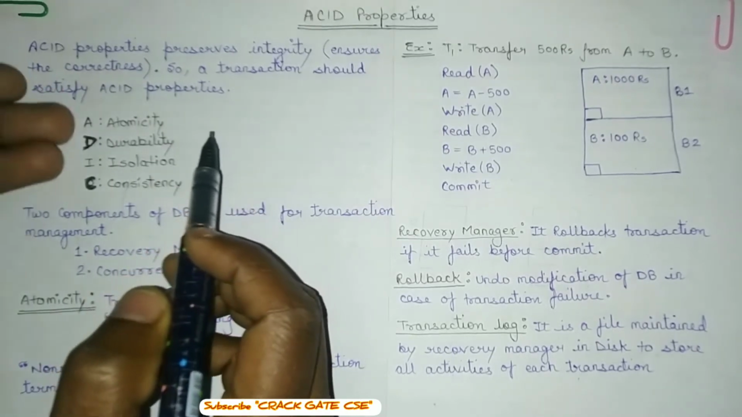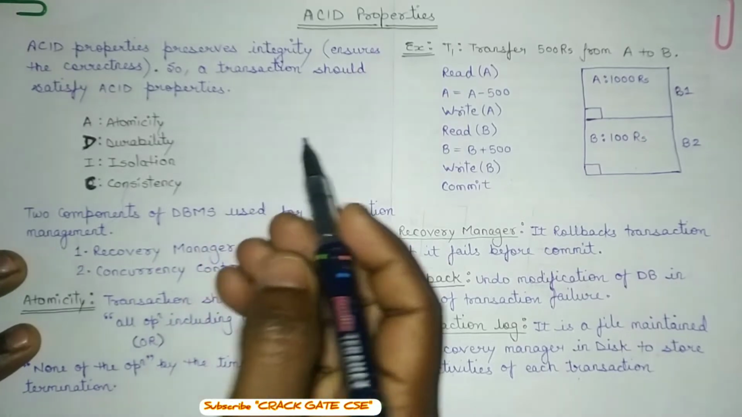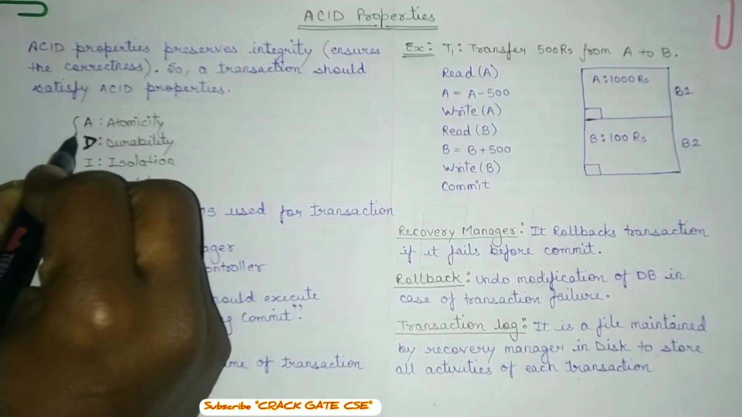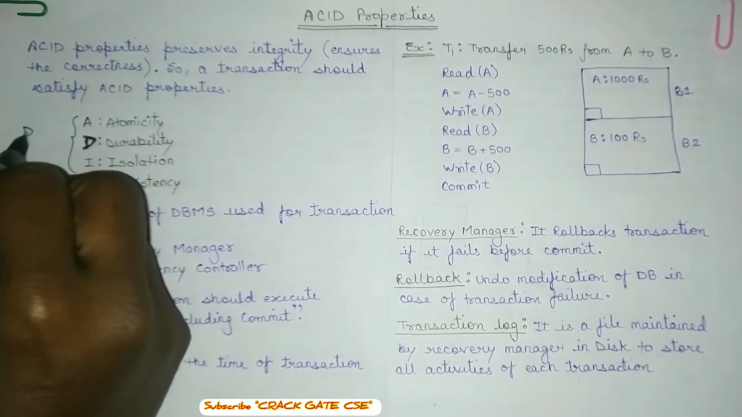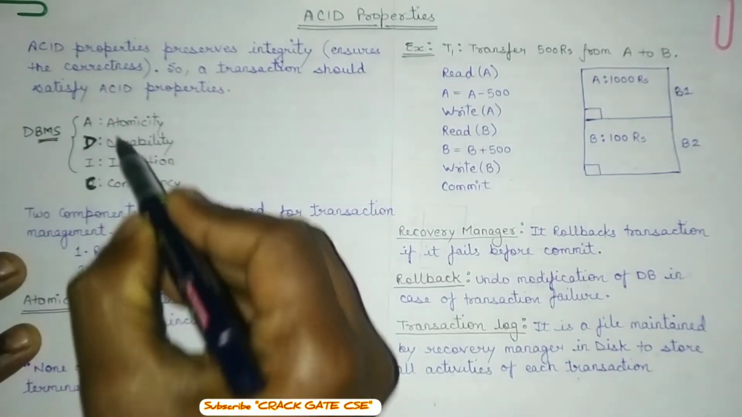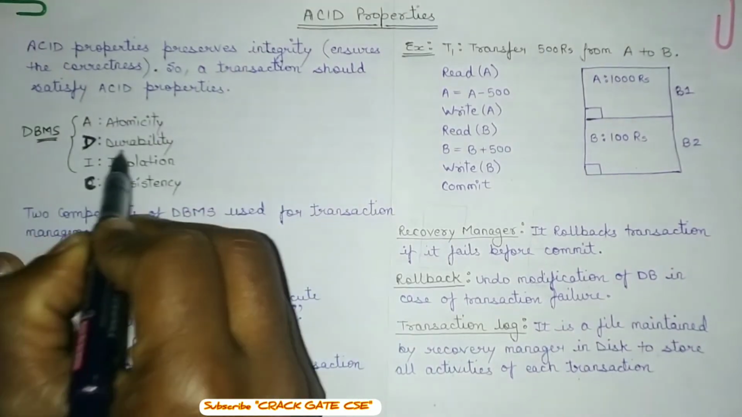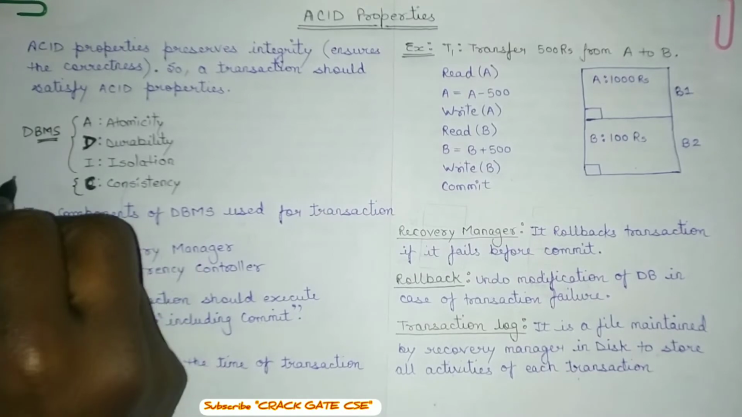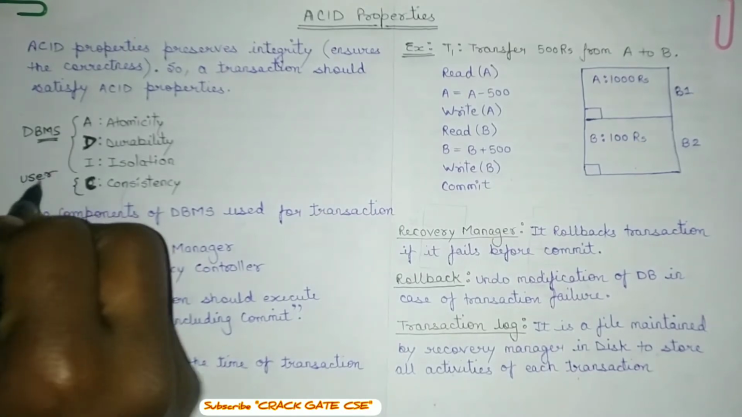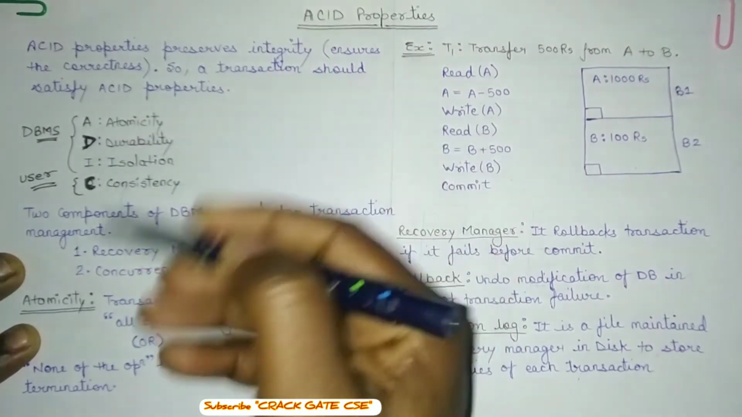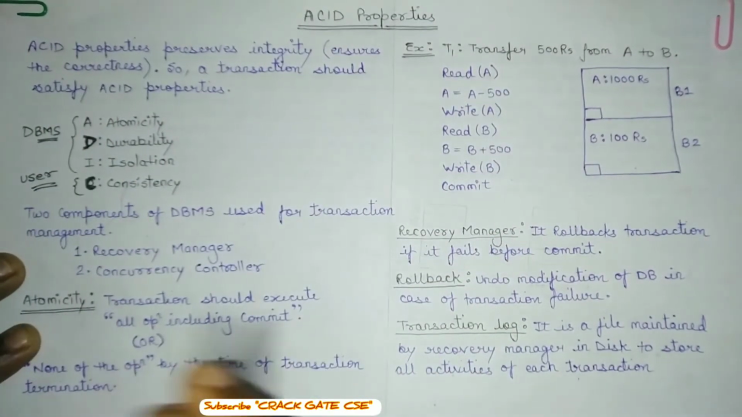So why did I write it like this? For atomicity, durability, and isolation, the DBMS is responsible, and for consistency, the user is responsible. This is why I adjusted it in such a sequence.